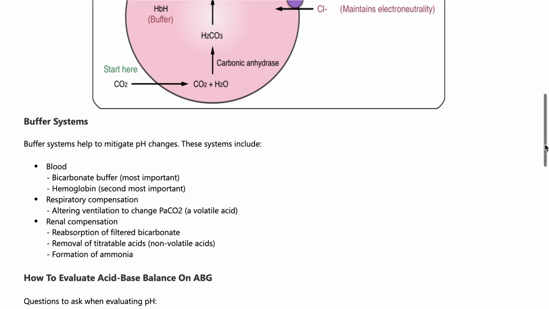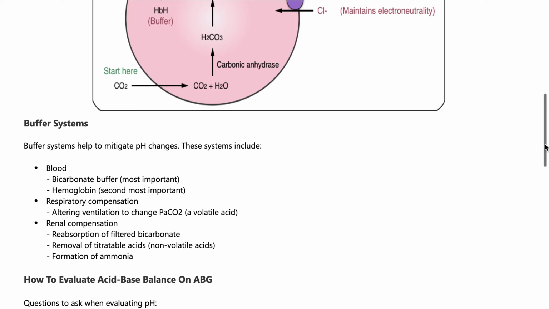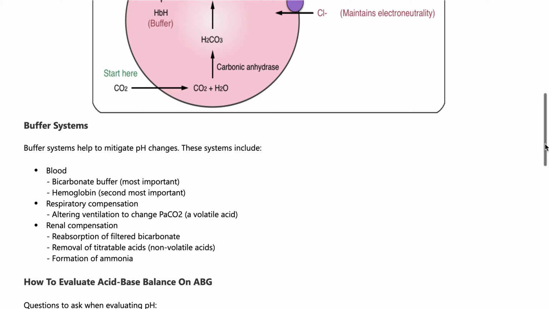Buffer systems help mitigate changes. Some of these systems include blood, respiratory compensation, and renal compensation. So blood is bicarb buffer. This is the most important. Hemoglobin is the second most important blood buffer.